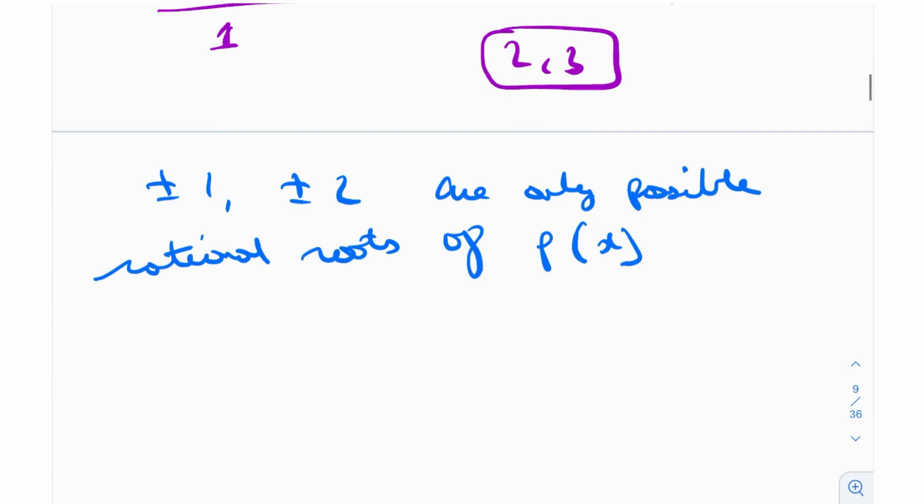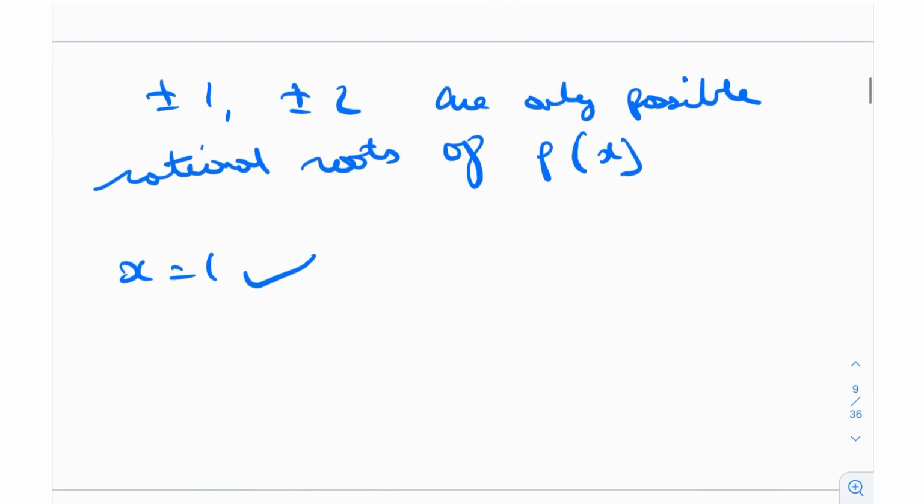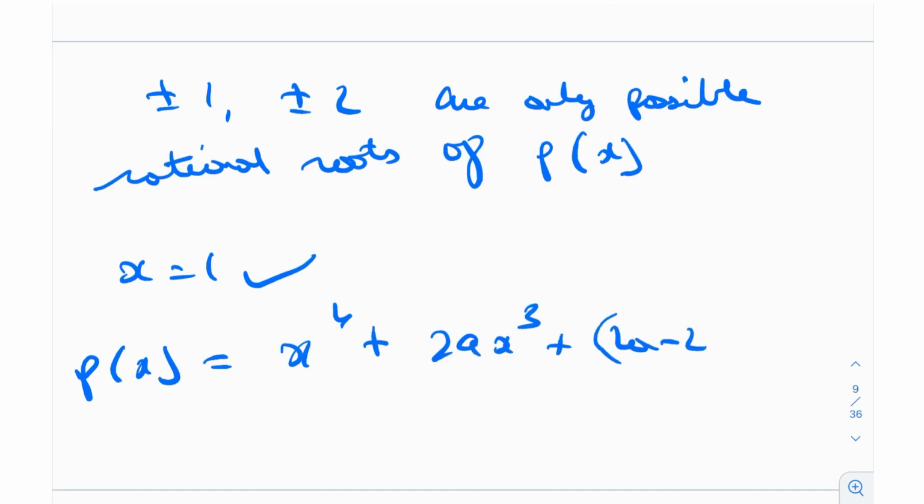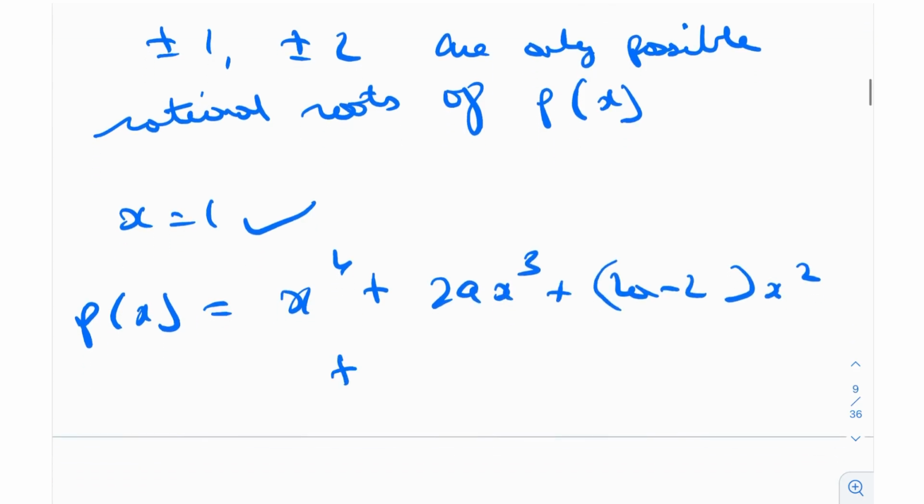Great. Now it so happens that x equals 1 is a root. Why? Because when you plug in x equals 1, let me just write this again. p of x was this: x to the power 4 plus 2ax cubed plus (2a minus 2)x squared plus (-4a plus 3)x minus 2.